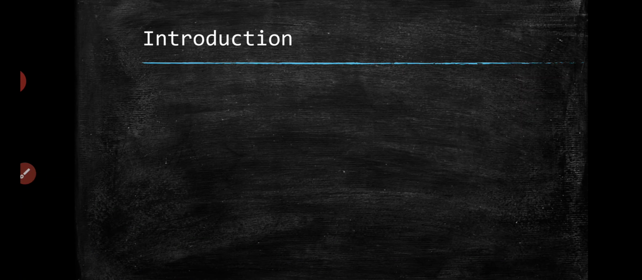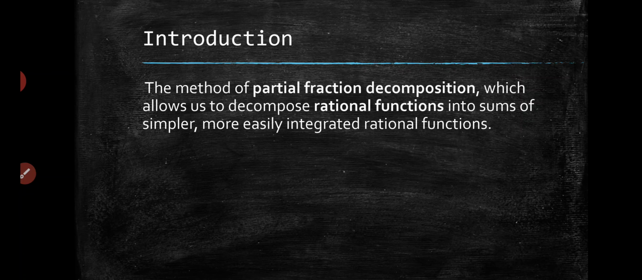So if we have any rational function which I want to integrate, it may not be possible directly. So in that case, what we want to do, we want to break it down into smaller rational functions so that it is easy to integrate. So the idea of breaking a rational function into smaller rational functions, that is where we require partial fraction.